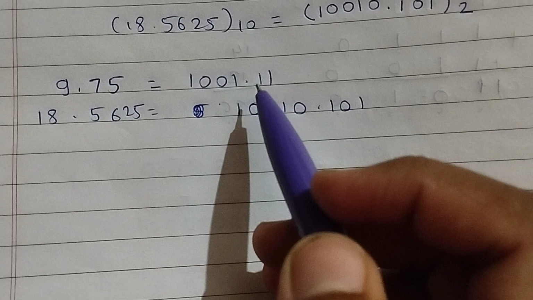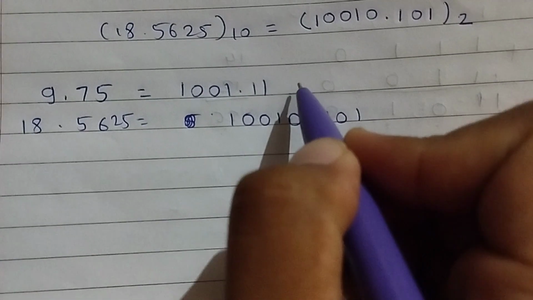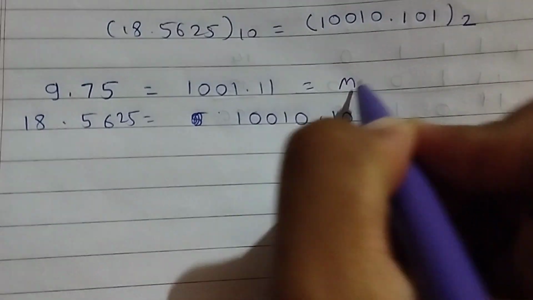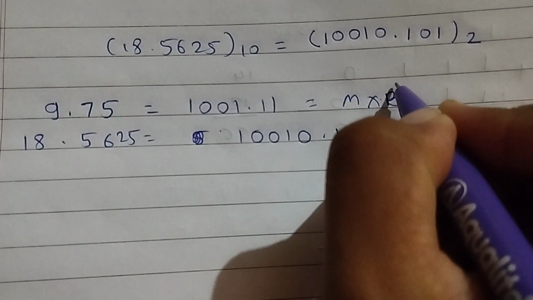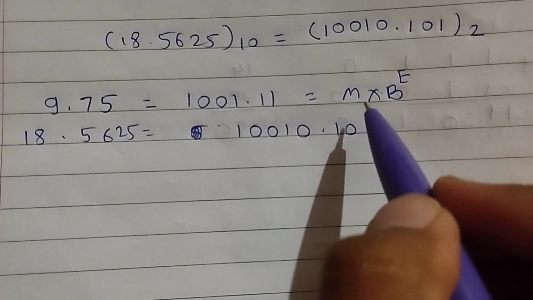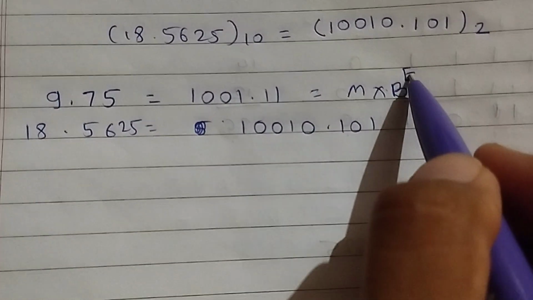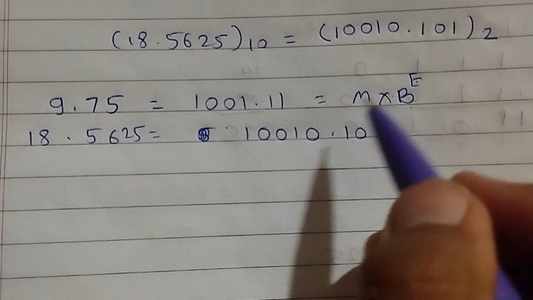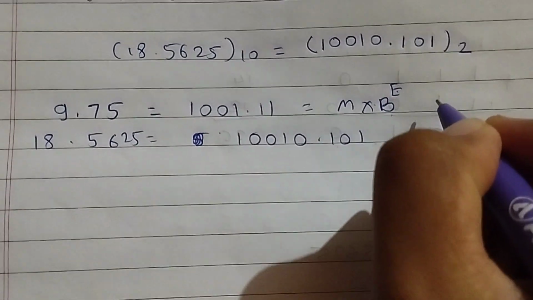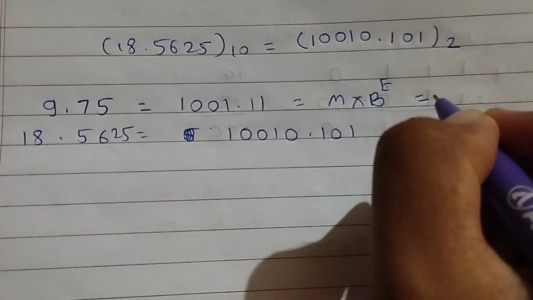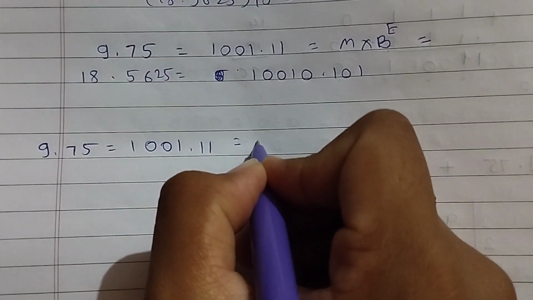Now the next step, we want to convert into the scientific notation. So we know the scientific notation is m into b raised to e. What is meant by m, b and e? M is the mantissa, b is the base and e is the exponent. So we know the base of the binary number is 2. We convert now the given number into the scientific notation.